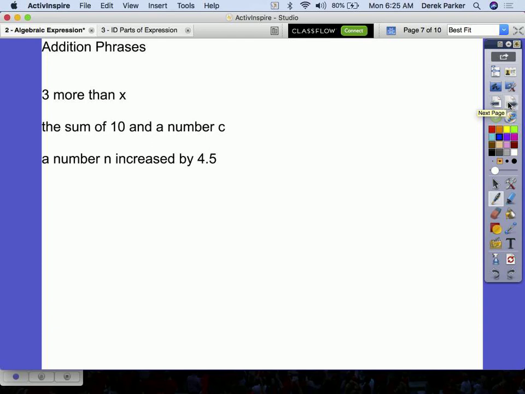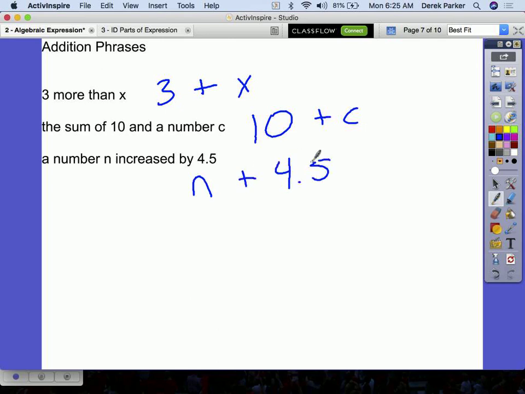Addition phrases. Here are a few examples. 3 more than x would be 3 plus x. The sum of 10 and the number c, when you see that, you just read it from left to right, and you go 10 plus c. However, you could put c plus 10 because of the commutative property of addition. And then a number n increased by 4.5. Now, we are not trying to solve for the variable in this standard. The main purpose of this standard is just to help you get used to reading algebraic expressions.